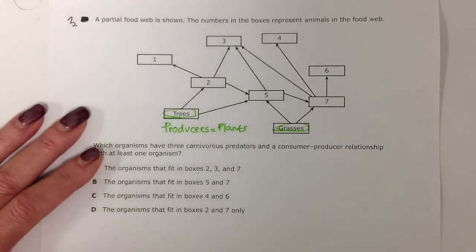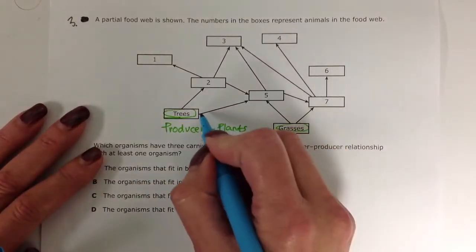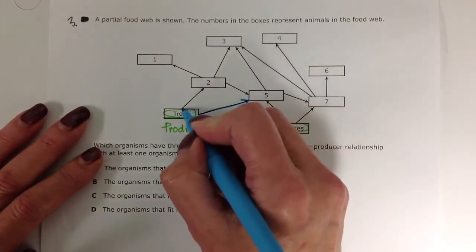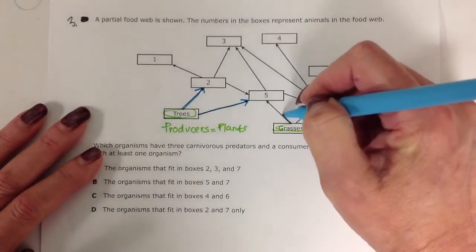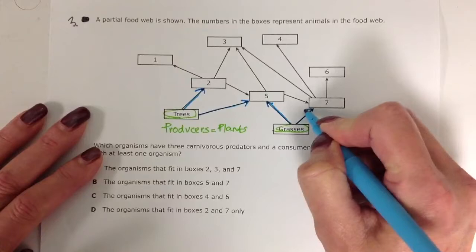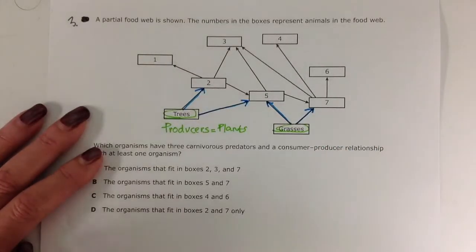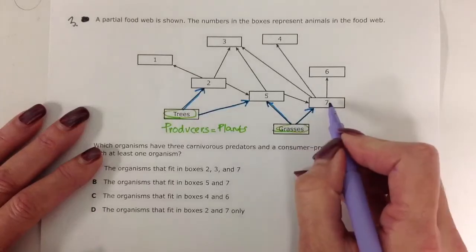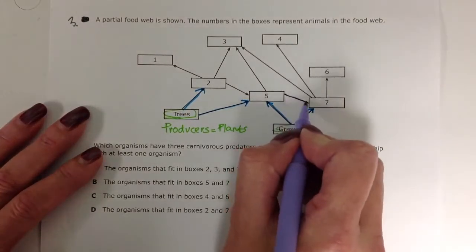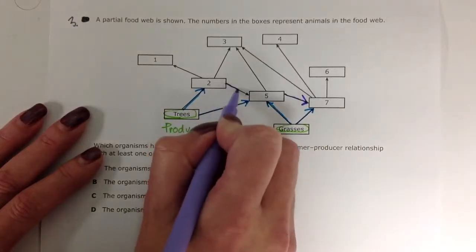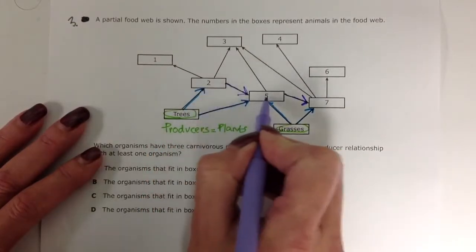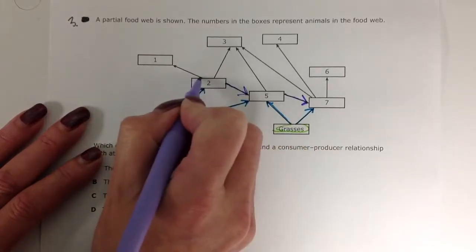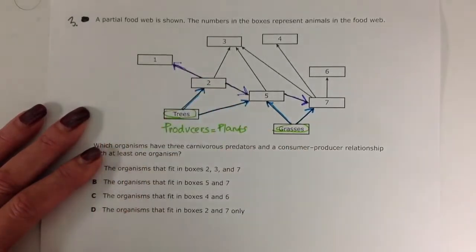Then we're going to have organisms that eat the plants. Let's see what we can find. This organism eats a plant, this organism eats a plant, this one does, and this one does. Now we need to check and see, are there any organisms that eat more than just plants? So obviously this one here is also eating on this one. This one's also eating on this one. And apparently this guy here is also eating on that one.